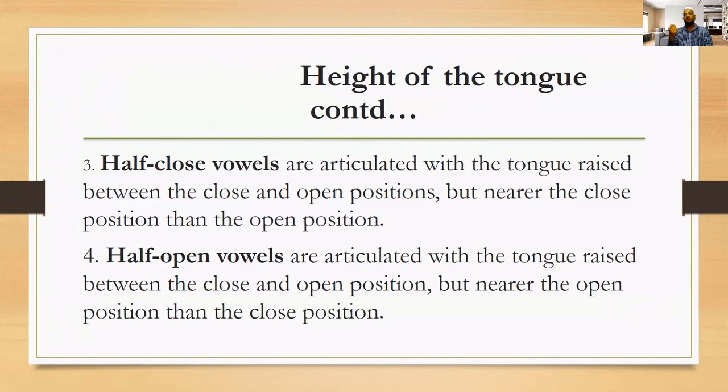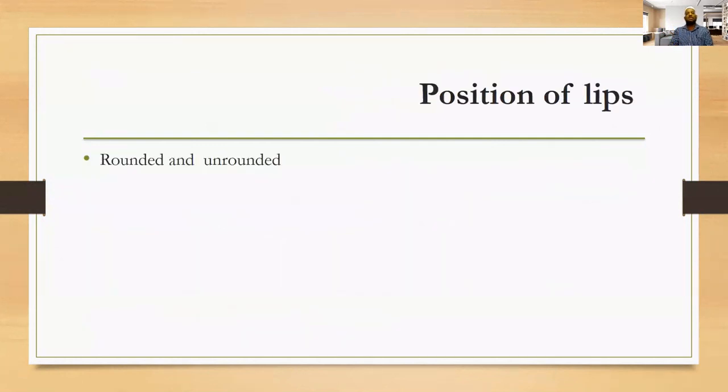First, we saw part of the tongue, then height of the tongue. Third, we're going to see the position of the lips, whether the lips are going to be rounded or unrounded. Rounded, for example, we say oo, oo, or, o. These vowels are rounded. The other vowels are unrounded vowels.